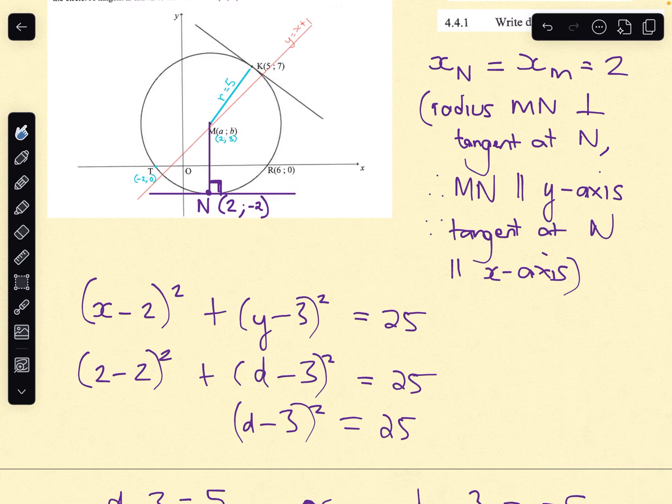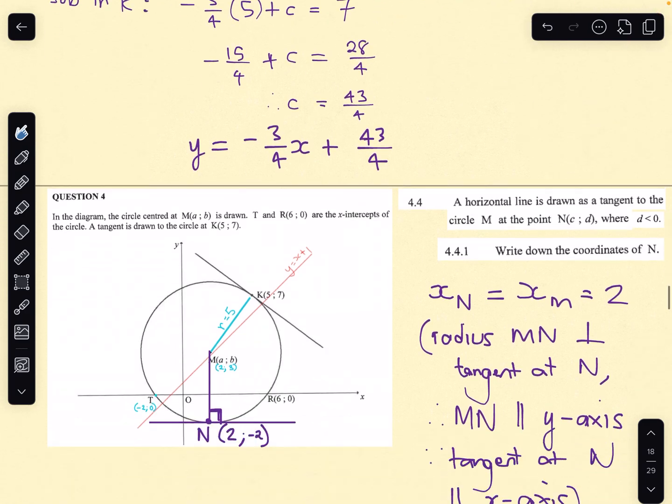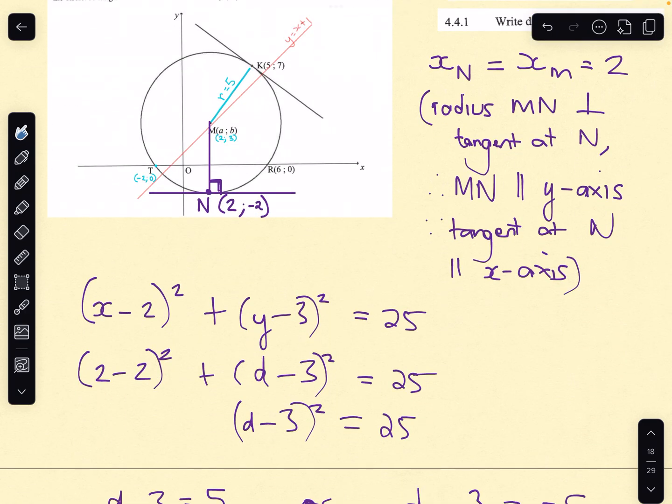And then the next one, they just have N is 2 and minus 2. Oh, we don't need to do all of this working out because we know the length of the radius. So firstly we know the x-coordinate because this is a vertical line, but then we also know that the radius is 5 units. So from here, 5 units down would be minus 2.